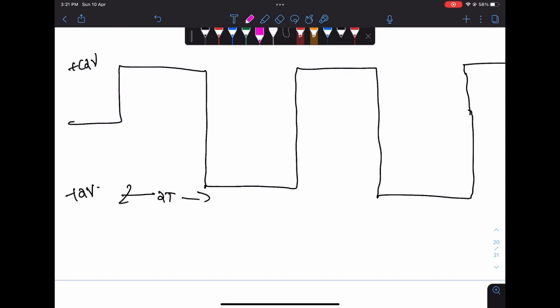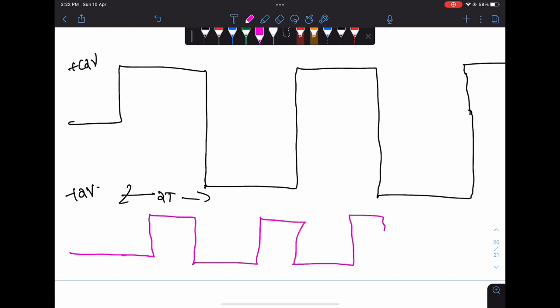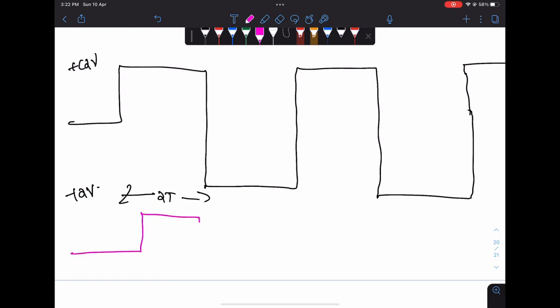Later, we will use some mechanism so that half the time this signal is allowed to pass, and half the time it is short circuited to zero ground. Half the time the signal passes, half the time it is off. We will use such a switching technique, and that switching technique is shown by the wave we are drawing now.